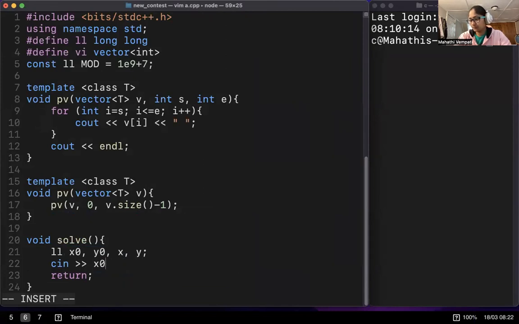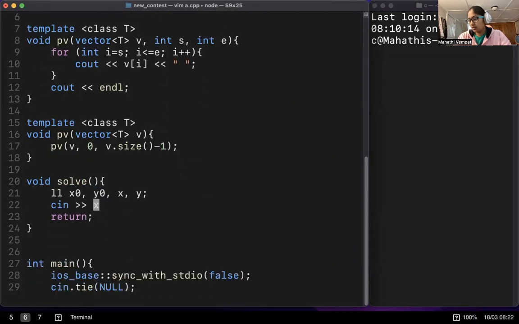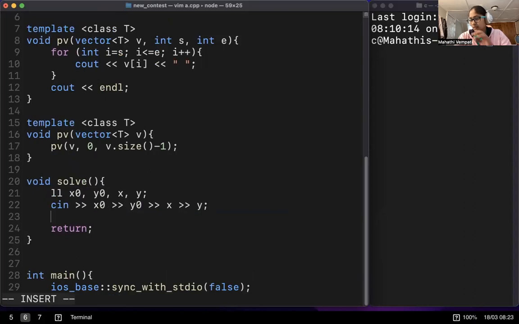Oh shit. Why do I do comedy levels? I don't know what language I'm writing. x naught, y naught, x, y, x naught, y naught, x, y.